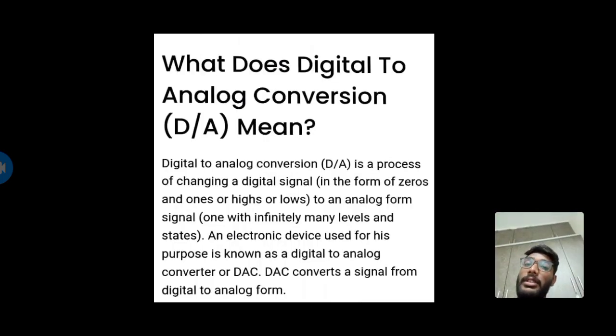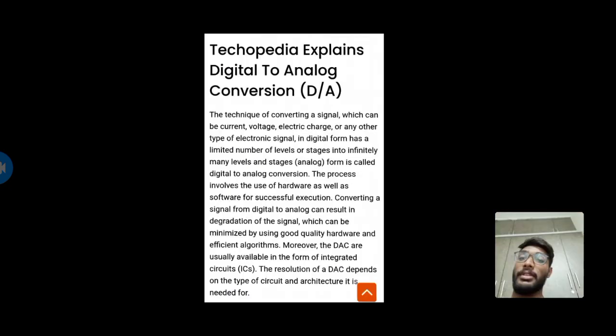What does digital to analog conversion mean? Digital to analog conversion (DAC) is a process of changing a digital signal in the form of zeros and ones, or highs and lows, to an analog form signal, one with infinitely many levels and states. The electronic device used for this purpose is known as a digital to analog converter, or DAC. A DAC converts a signal from digital to analog form.